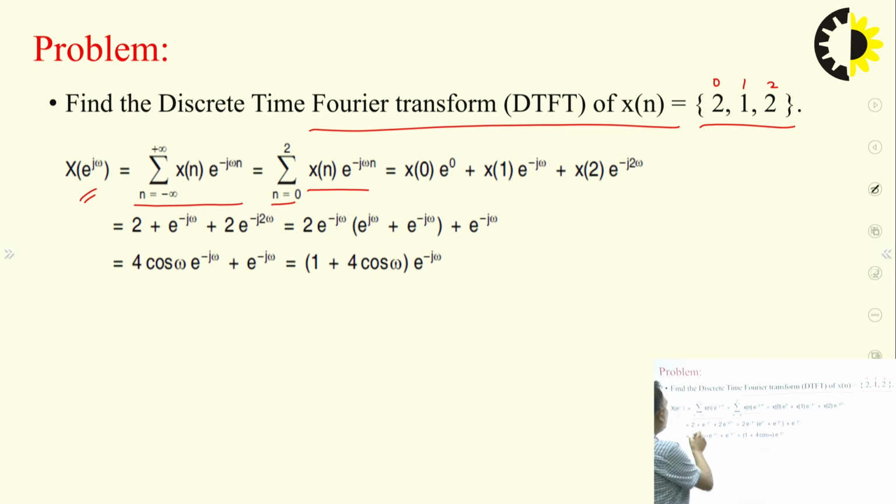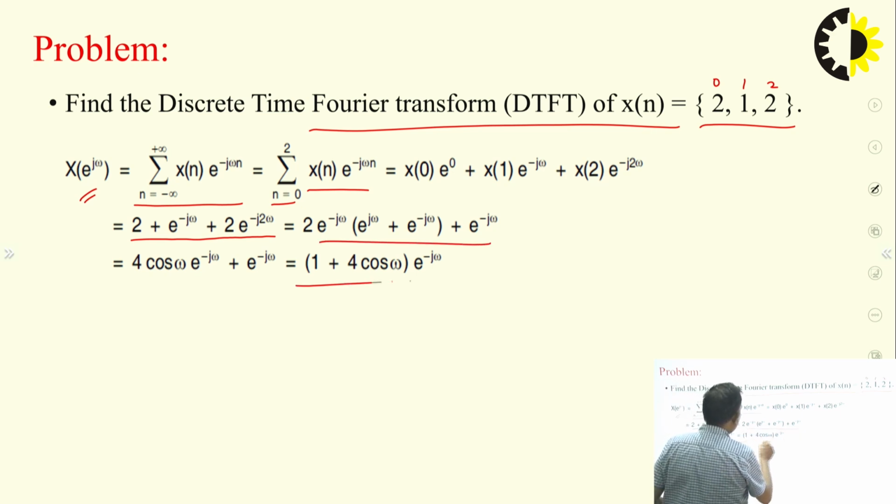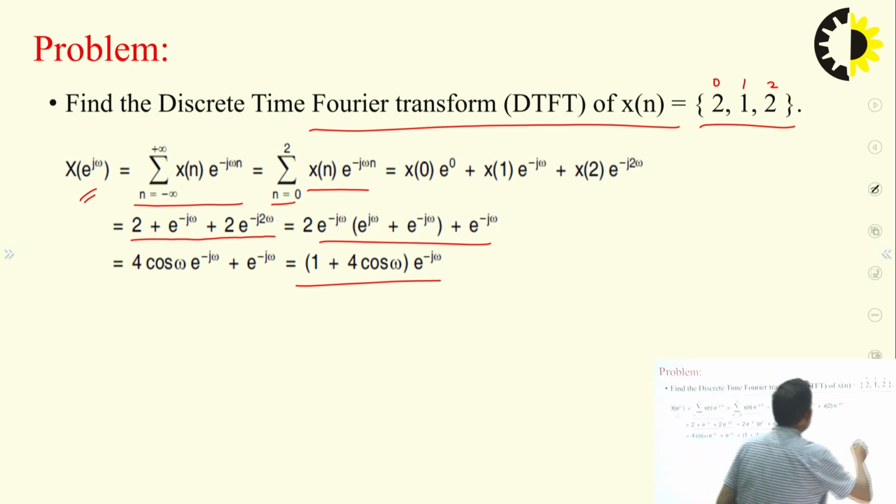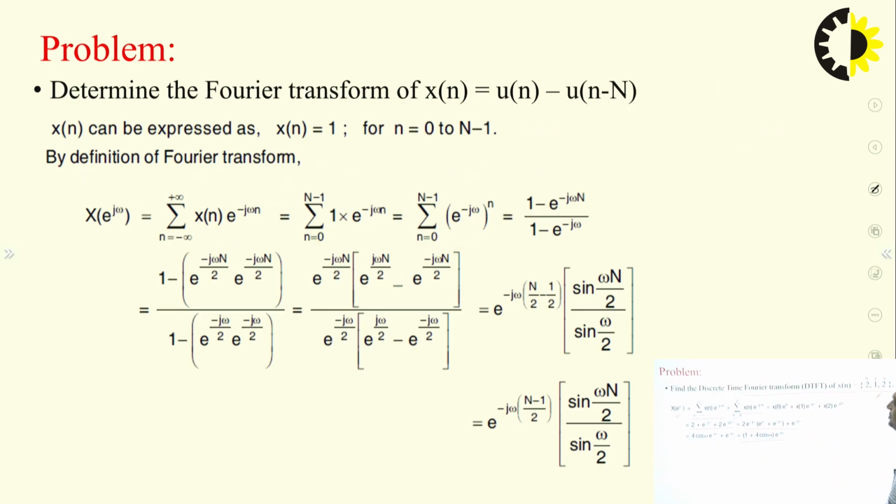And finally we have 2 plus e^(-jω) plus 2 e^(-j2ω). Then after manipulating it, we get the result 1 plus 4 cos ω into e^(-jω). So this is nothing but the DTFT of this sequence.